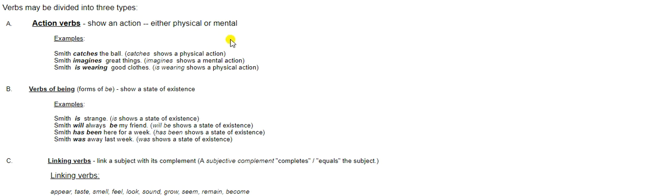So other mental actions would be Smith thinks, Smith wonders, Smith reads. That's a mental action. You can't really see it happening. Of course, there are some physical processes happening whenever you're doing a mental action too, but I digress. Smith is wearing good clothes. That is a physical action as well, to be wearing something.